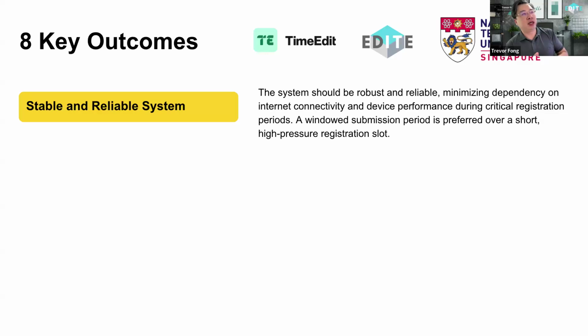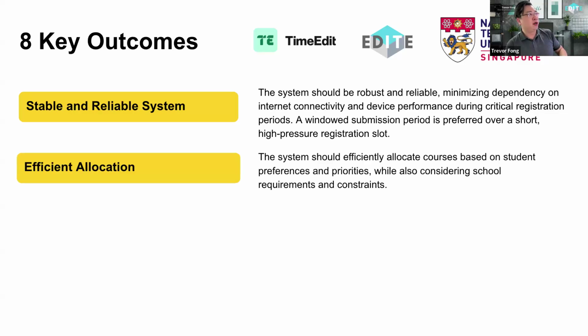We did take note that because of the window, there was a certain time period where there was a lot of pressure on the internet connectivity and device performance. Again, that's something that we would want to overcome. Efficient allocation. I think this is where we're also going to spend some time today to show how the system can efficiently allocate courses based on student preferences and priorities while considering school requirements and constraints.